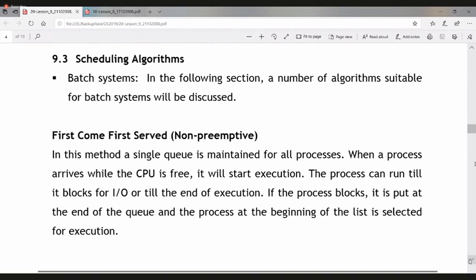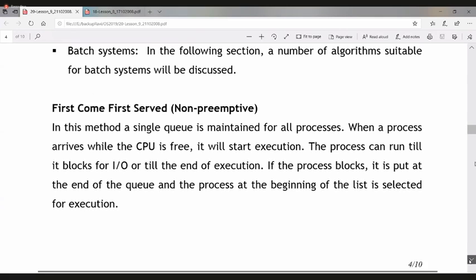So we can go for different scheduling algorithms. We start with batch systems. In the following section, a number of algorithms suitable for batch systems will be discussed. When I say batch system, you should know we send a number of jobs together, like 100 jobs, to the computer. Like overnight processing, we send a batch. The computer is supposed to implement that.